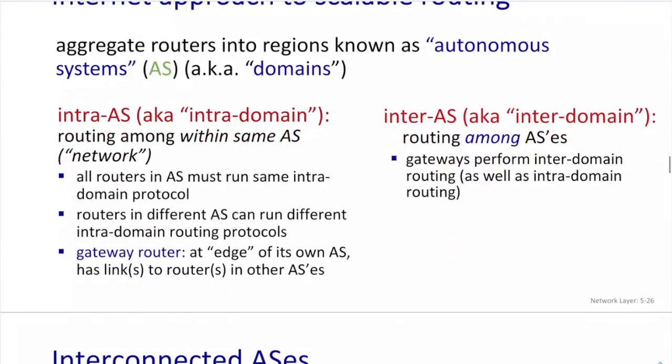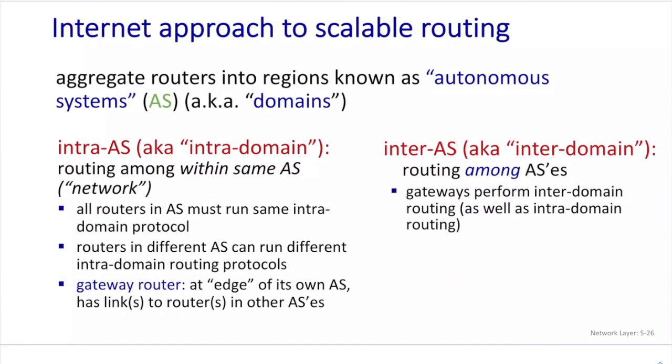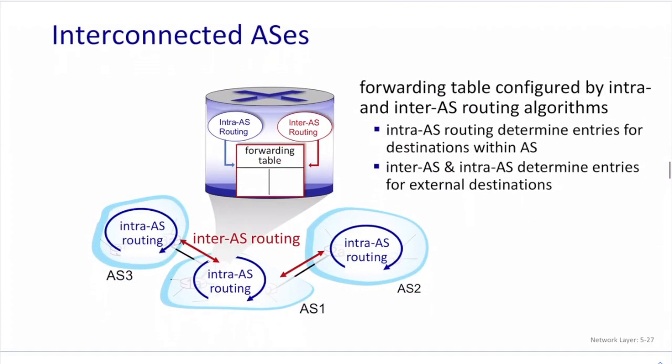So we have to introduce a new concept called autonomous system, AS, also known as domain. We aggregate routers into regions known as autonomous systems. Let's take a look at this graph. Right here we have three autonomous systems, AS1, AS2, and AS3, and in each AS there are multiple routers. Usually in one single AS, all those routers are under the same administration.